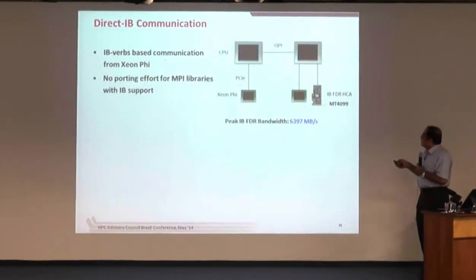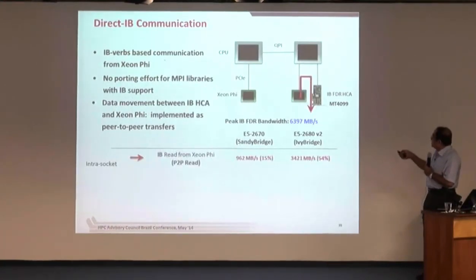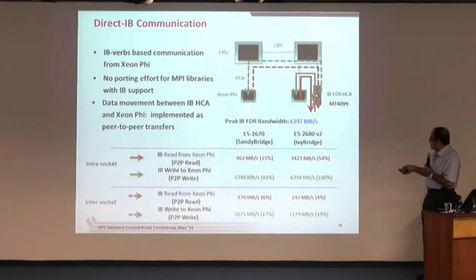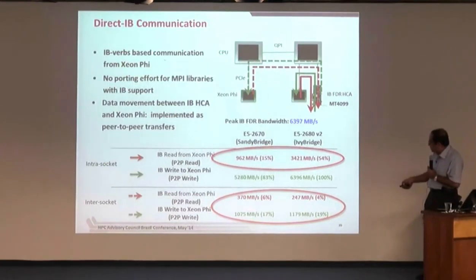Here again the same kind of issues come up. Intel provides this IB verbs based communication. You don't need any porting effort, any MPI library will run, but the question is, are you getting performance out of that? Here you will see that when you are trying to do the reading from the MIC through InfiniBand, this is on the Sandy Bridge and this is on the Ivy Bridge. That is not good, and the inter-socket, in fact, goes down significantly. Here you will see only 370 megabytes, 247 megabytes. These are very low numbers if you are communicating across the QPI.